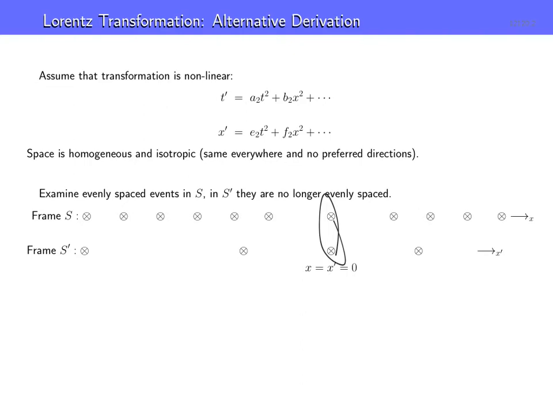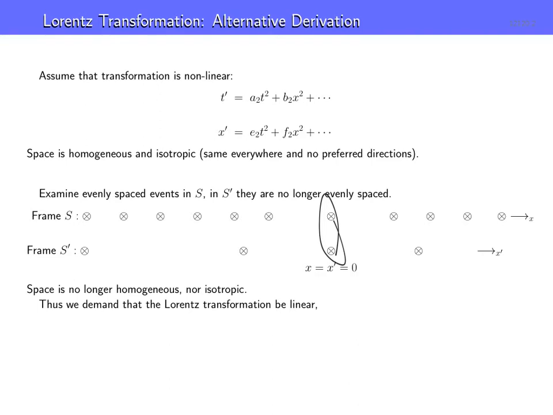Hopefully that should be clear. And again, space is no longer homogeneous nor isotropic. There is a preferred direction in that space along the x direction now. But to avoid this, we're going to say that the Lorentz transformation needs to be linear. And in that case, these events will be equally spaced in both frame S and S prime, though they may not be the same, of course. That's what we want.